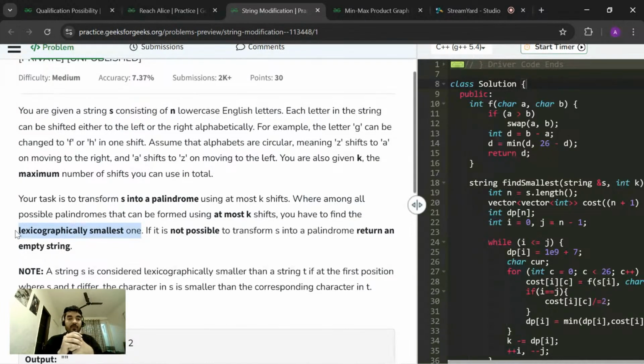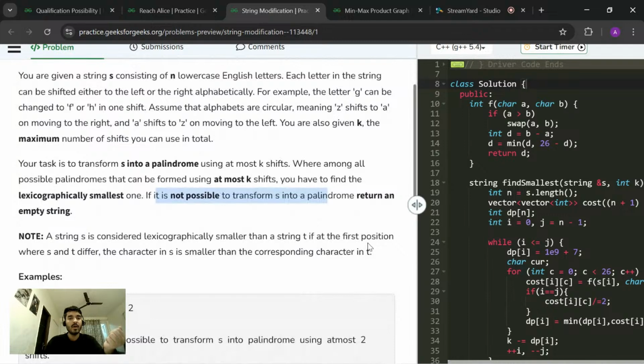So the problem has two requirements. The first requirement is that we have to transform S into a palindrome, and the second requirement is that we have to transform S into the lexicographically smallest palindrome. First palindrome, then lexicographically smallest. And if it is not possible to transform S into a palindrome, then we have to return an empty string. And here is the definition of lexicographically smaller.